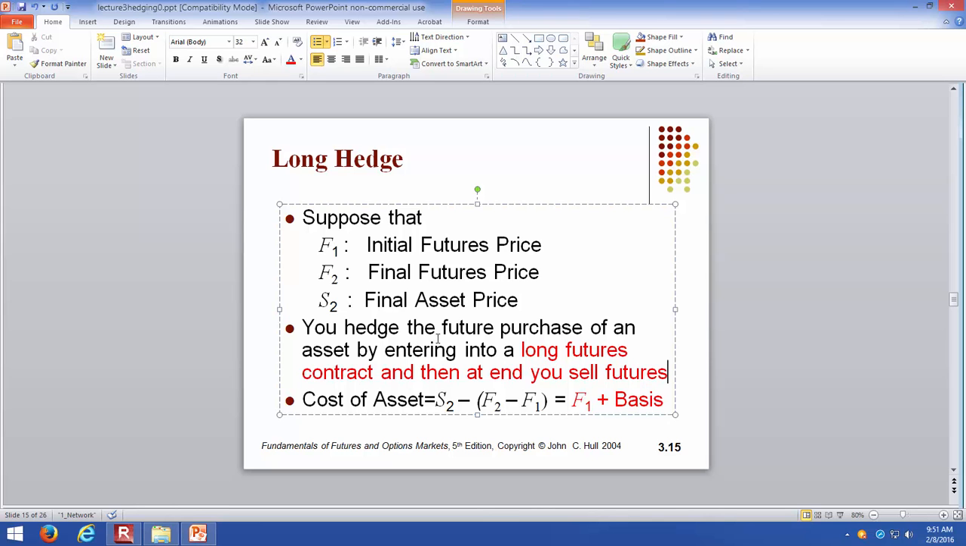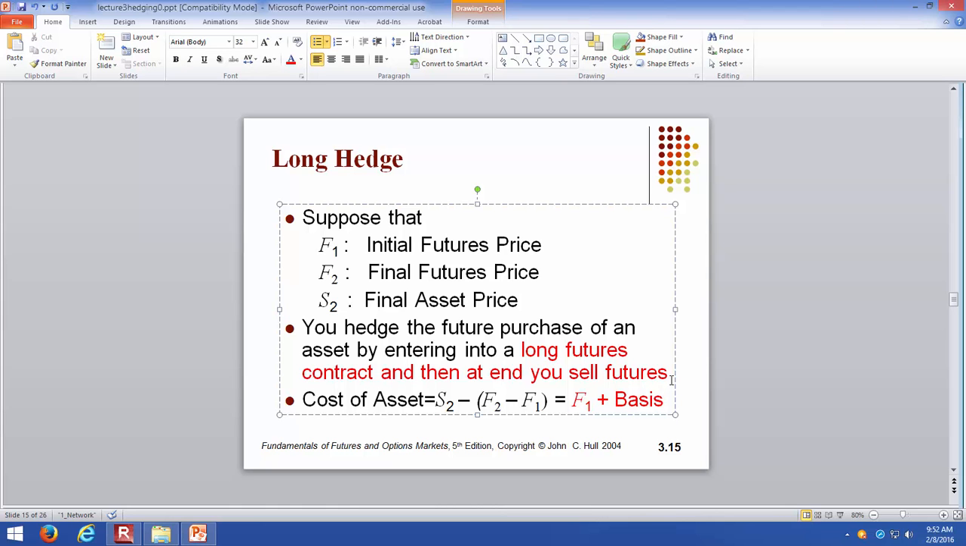Okay, so if you look at the actual cost you pay for the asset, that is going to be the final spot price. So whatever the price is at the end, which is S2, minus the profit or loss in the futures market. So what do you do in the futures market? Initially you had bought the futures, at the end you will sell the futures. So if you want to figure out S2 minus F2 plus F1, that is F1 plus basis. So what does it tell you?